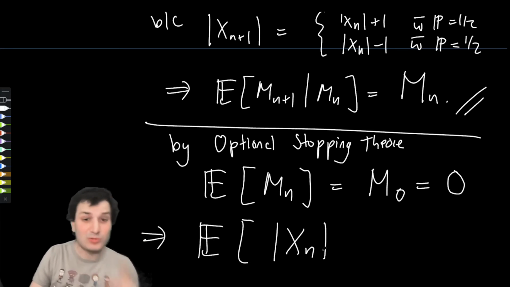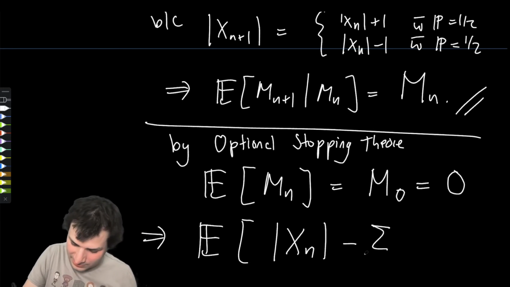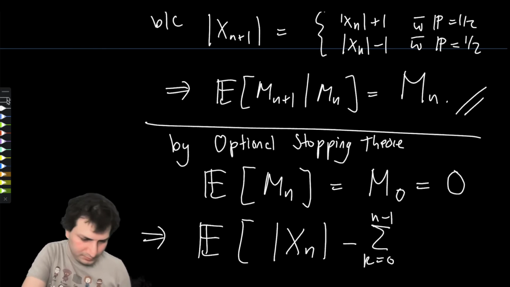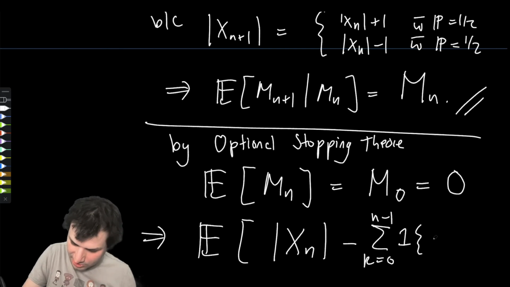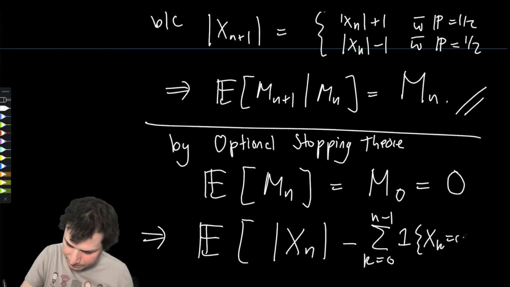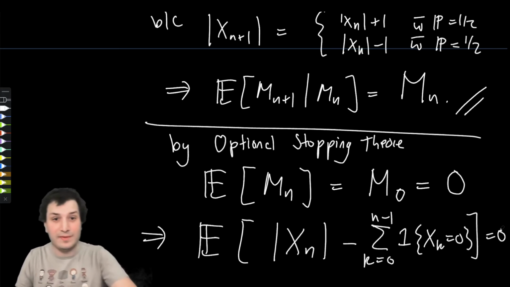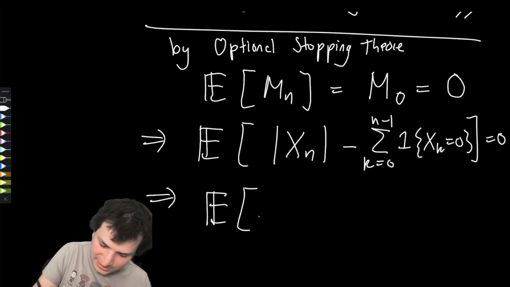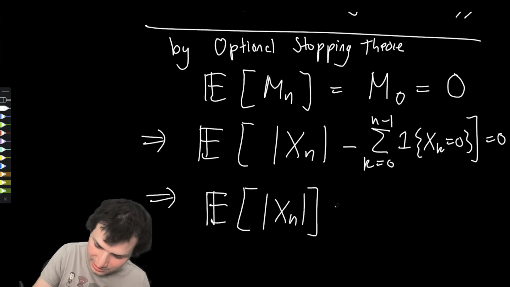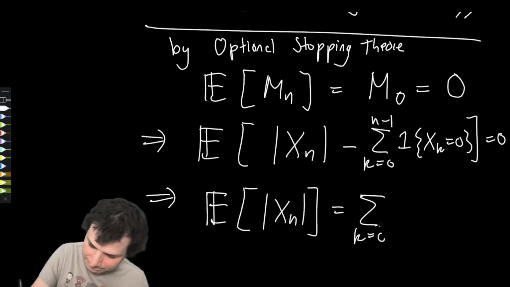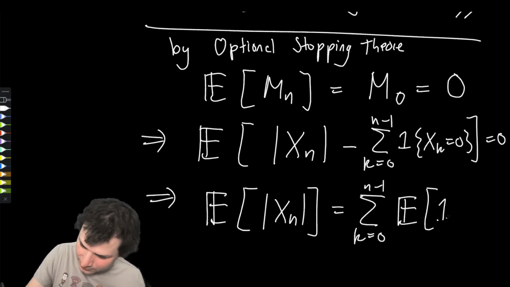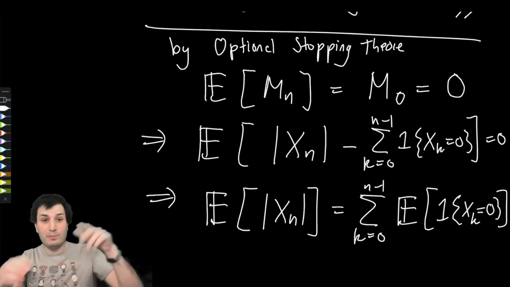And because the expected value of Mn equals 0, therefore I know the expected value of the absolute value of Xn, which is what I wanted, minus this weirdo sum, from 1 to n minus 1 of the number of times you visit 0, equals 0. The nice thing about expected values is they are all linear, so I can factor things out, and I can just isolate the expected value of the absolute value of Xn on its own. So move the stuff to the other side.